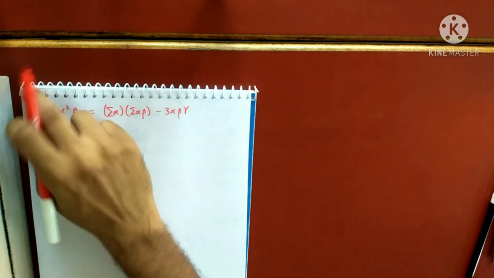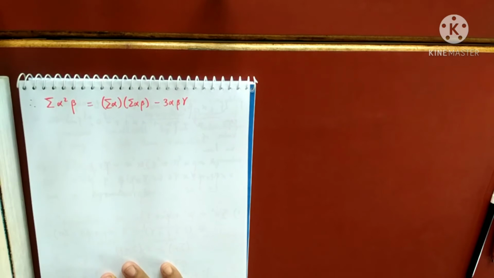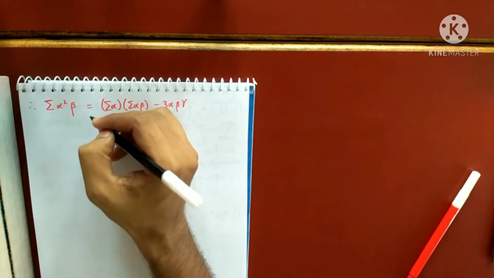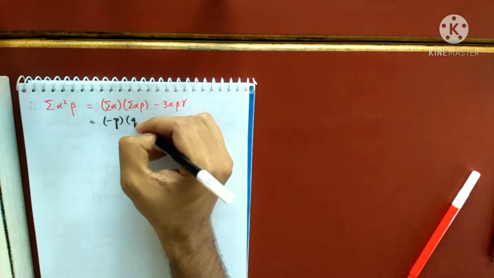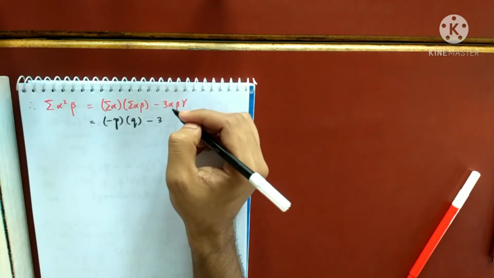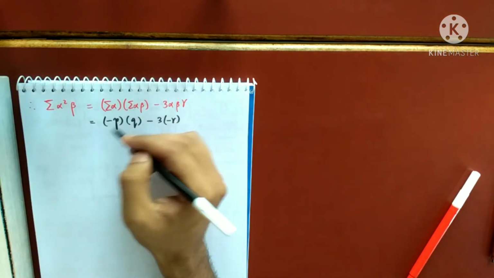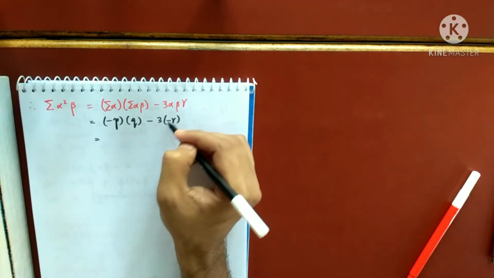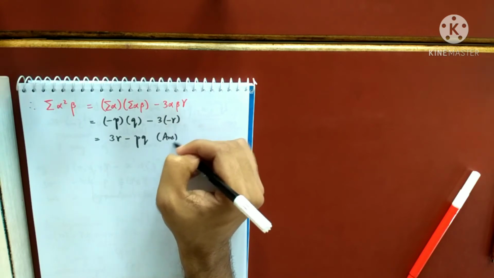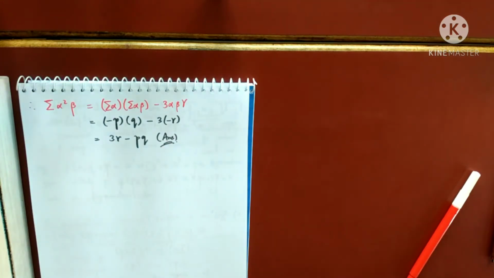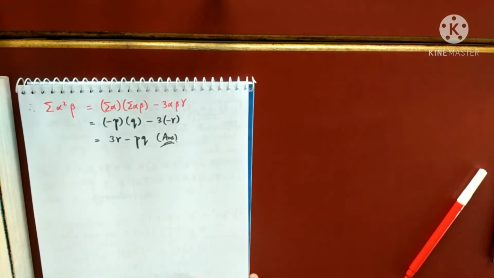So again, if you see your books, in the book they have directly written this. But you have to understand how this thing is coming. Now let's see. We know the value of summation alpha, which is nothing but minus p. We know the value of summation alpha beta, which is q. And we know the value of alpha into beta into gamma, which is nothing but minus r. My answer will become 3r minus pq. This is my answer to summation alpha square beta.